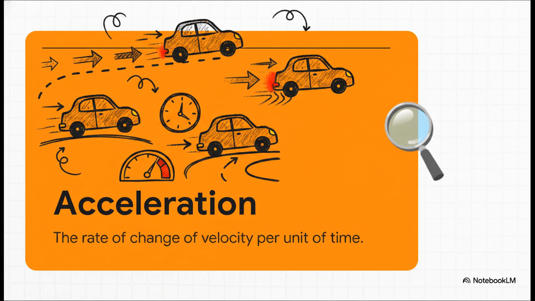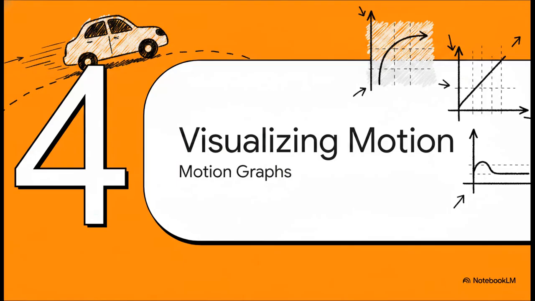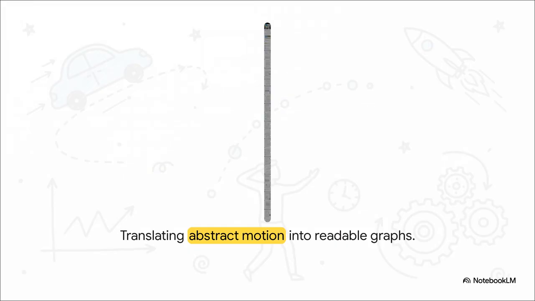Any change in velocity over time is acceleration. Next up, section 4, visualizing motion with graphs. So, let's shift gears from the feel of motion to the look of it on paper. Now, I know, these charts can look a little dense at first glance, but let's guide our eyes through them together. These graphs are how physicists map out an entire journey at a single glance.